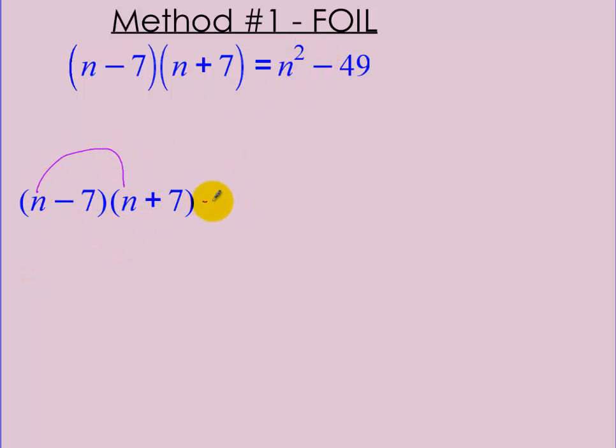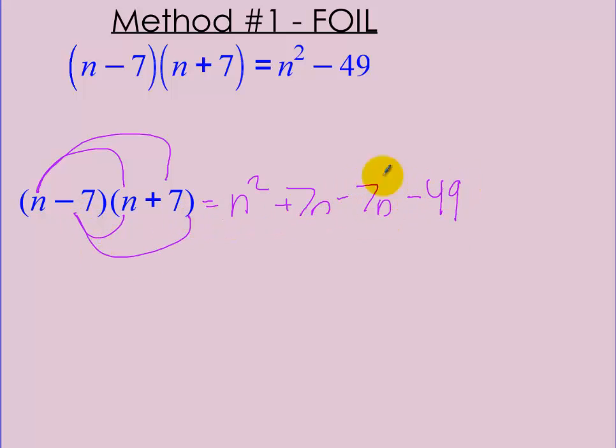Well, n times n is going to be n squared. N times 7 is plus 7n. Negative 7 times n is minus 7n. And negative 7 times negative 7 is negative 49. So combining like terms, the 7n and minus 7n combine to 0n, which just goes away. So all I'm left with is n squared minus 49, because this just went away.